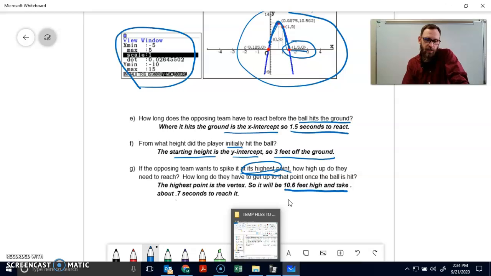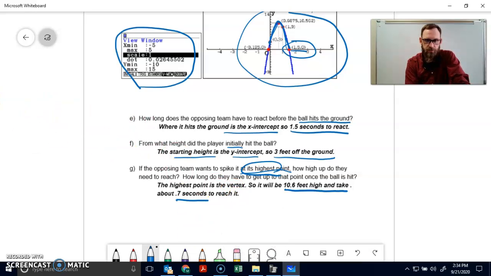And how long do they have to react to get up there? They only have 0.7 seconds to get up there after the ball's been hit, okay? So just putting these in context and answering those questions.